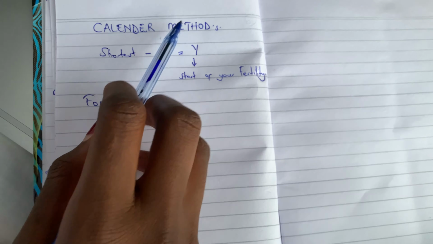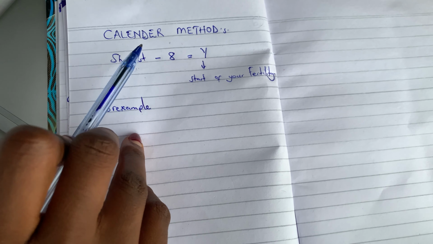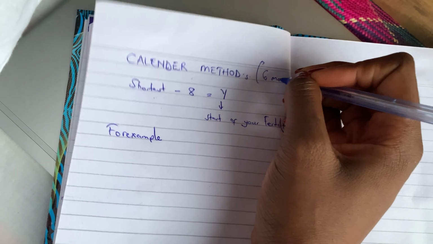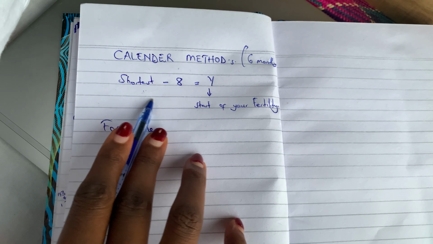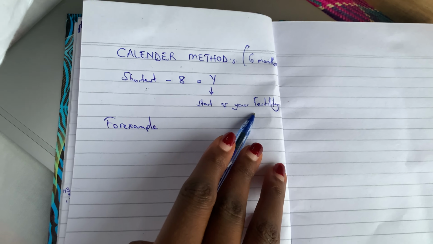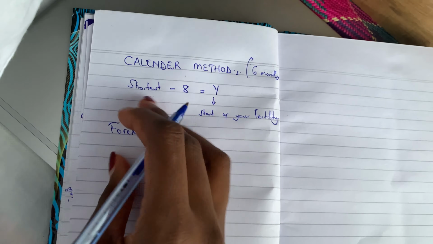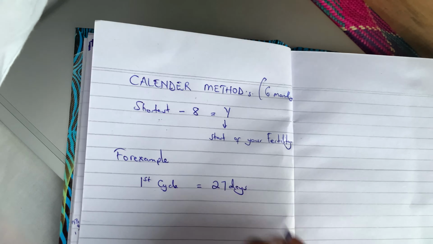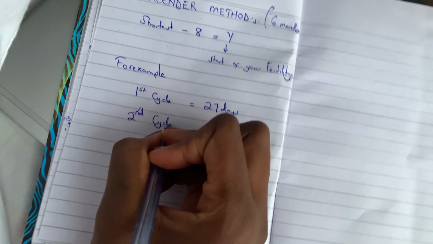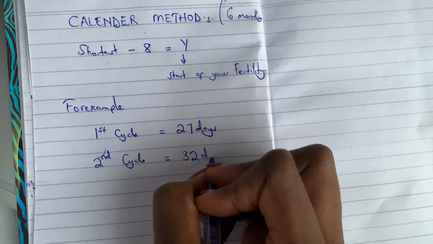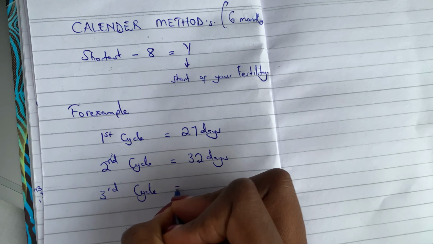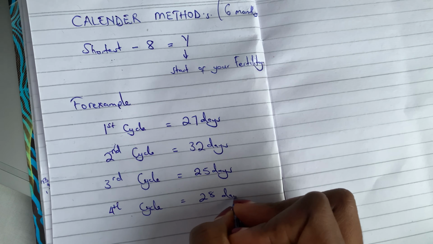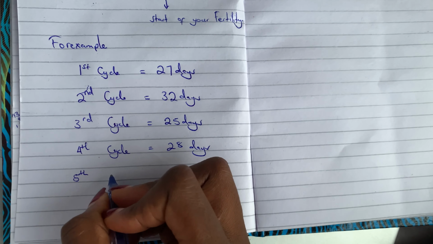With the calendar method, we are basically going to use the shortest cycle and the longest cycle. So I advise you to monitor your menstrual periods for at least 6 months. I'm going to give you an example of someone who monitored their menstrual cycle for 6 months. The first month, the cycle was 27 days. Second cycle, 32 days. Third cycle, 25 days. The fourth cycle, 28 days. Fifth cycle, 31 days. And the sixth cycle was 26 days.